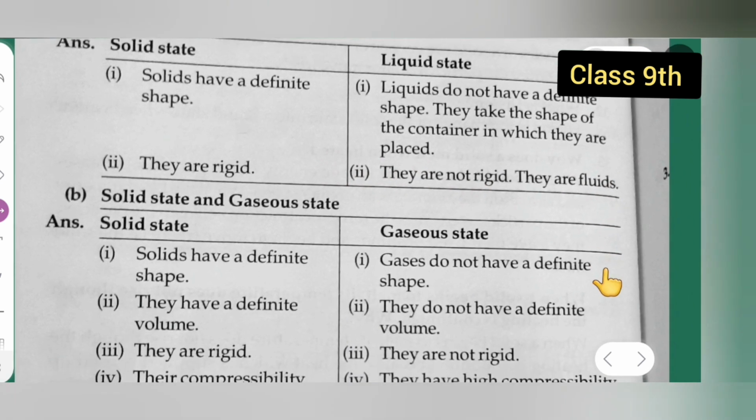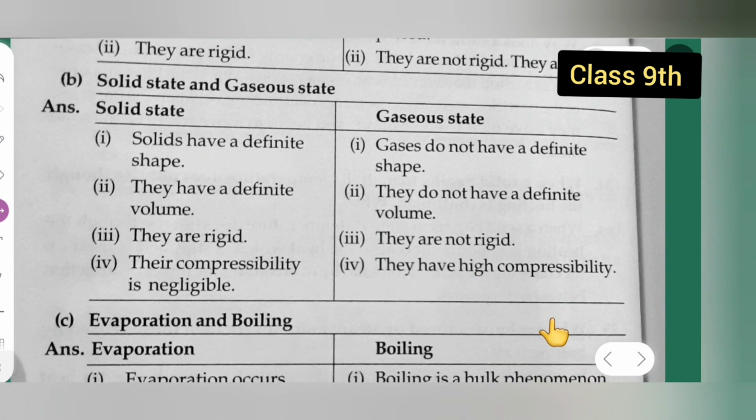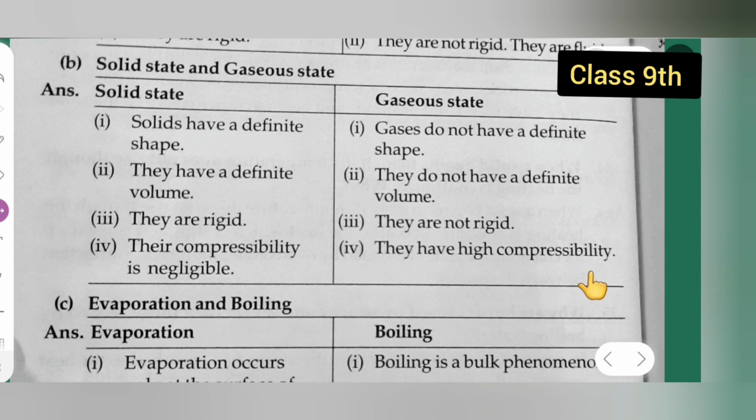Moving towards the next, part B is, you have to differentiate between the solid state and the gaseous state. Solid state has definite shape, definite volume, they are rigid, their compressibility is negligible. Gaseous state, gases do not have a definite shape, they do not have a definite volume, they are not rigid, they have high compressibility.